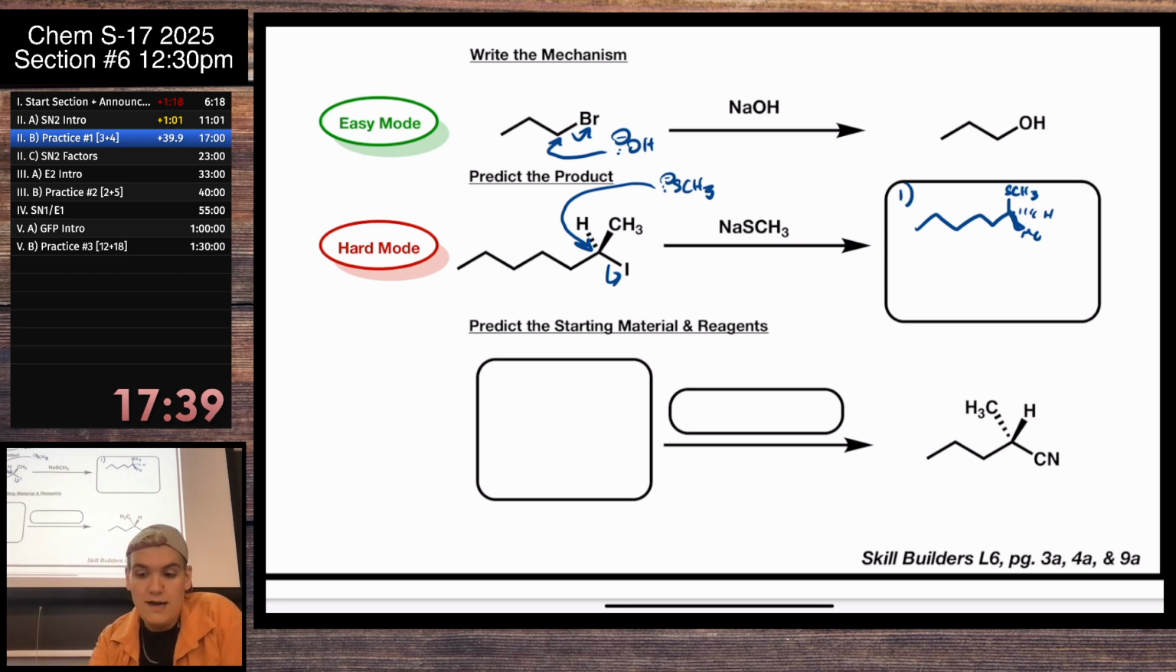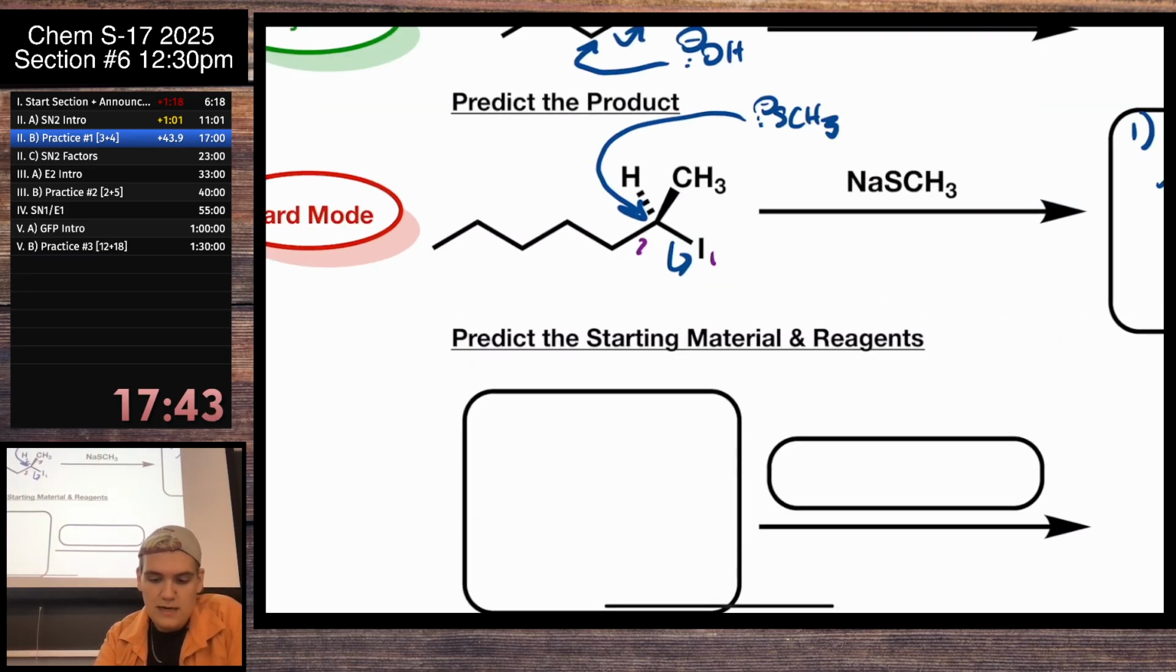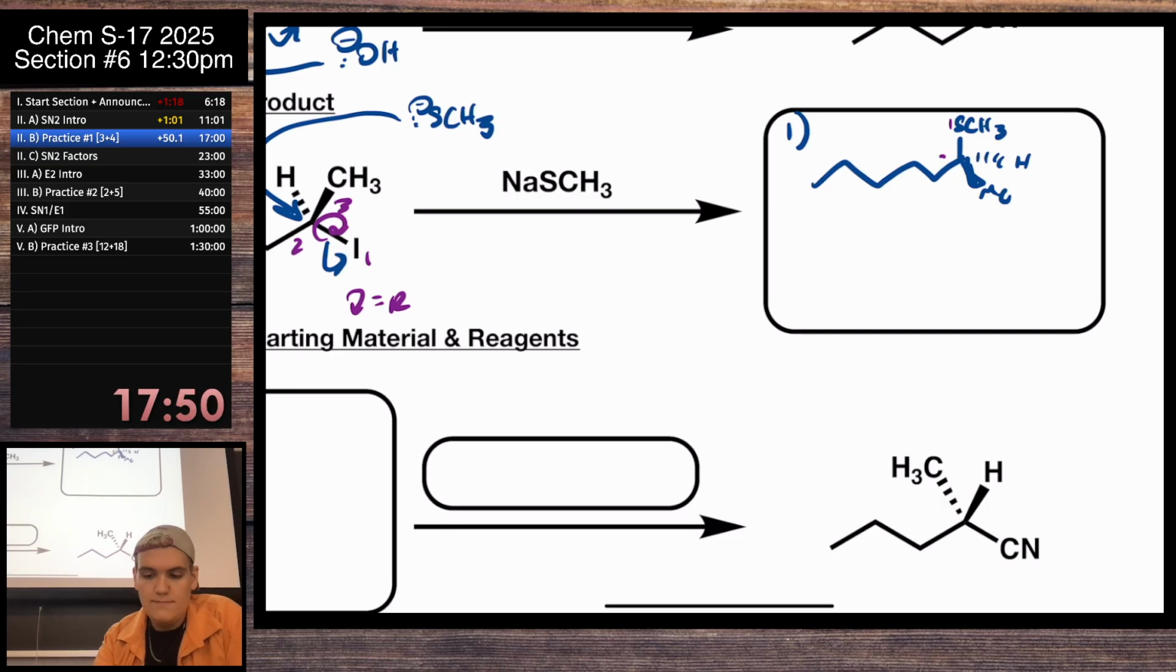Let's check with R and S. When we do this, it's 1, 2, 3, clockwise, with 4 going away, so that's R. Whereas over here, we do 1, 2, 3, counterclockwise, it's S. Have we successfully inverted stereochemistry? Yes, and we've shown the receipts.